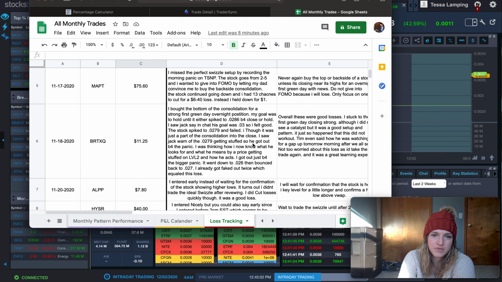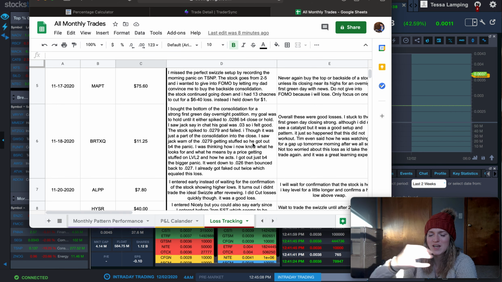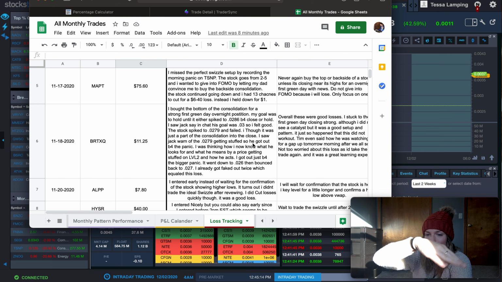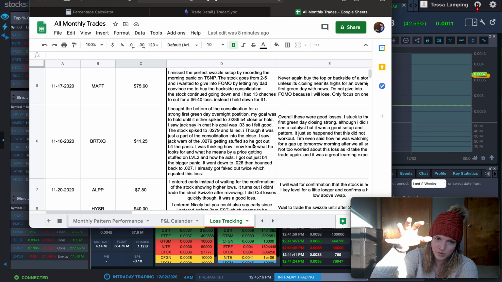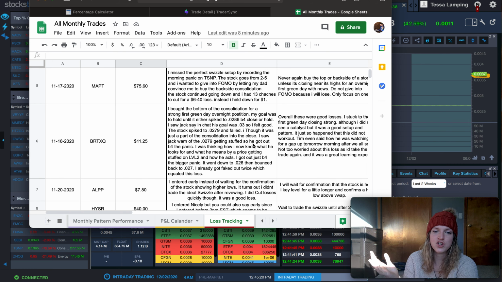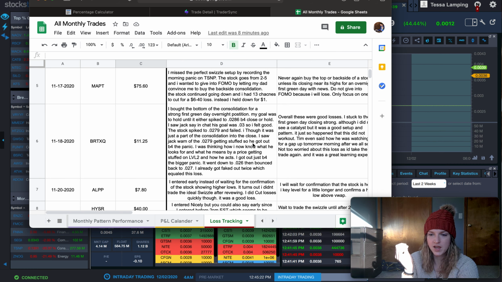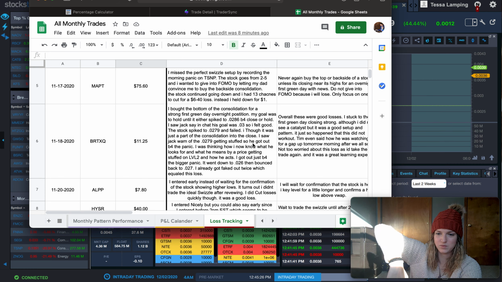BRTXQ, I bought the bottom of the consolidation for a strong first green day overnight position. Oh yeah, so this one has a perfect sideways, and then I had my stop. It dropped down to the stop, and I got out the first time. Well, it pulled back up. I bought my same entry price, and then it spikes up for a second, then fails. And then that's when Jack's like, oh, it got stuffed. It couldn't break out past this level. It just stuffed. It's like packed back down.